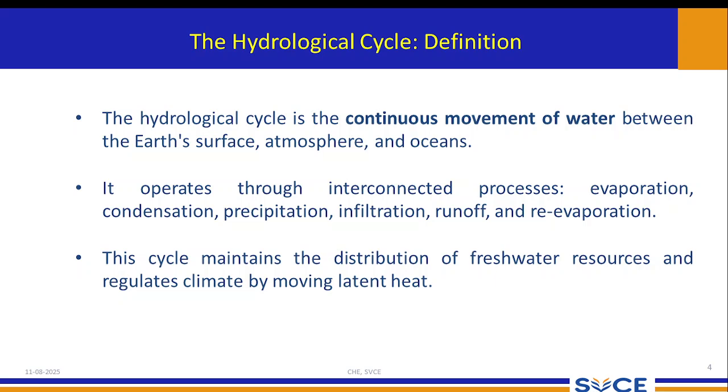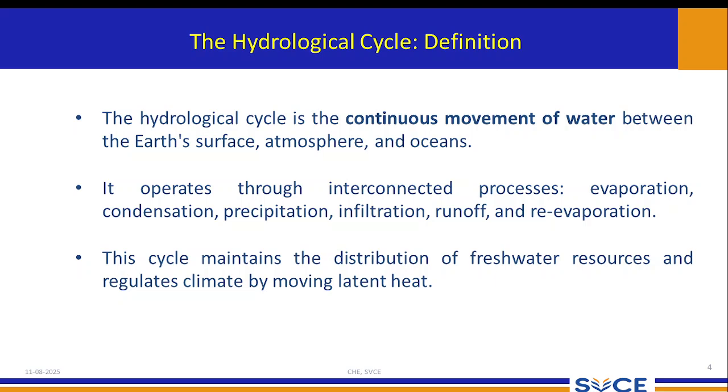The hydrological cycle definition goes like this: the hydrological cycle is the continuous movement of water between the Earth's surface, atmosphere, and oceans. It operates through interconnected processes like evaporation, condensation, precipitation, infiltration, runoff, and re-evaporation. What is re-evaporation? Re-evaporation means after it comes down, again it gets heated up and goes to the top.